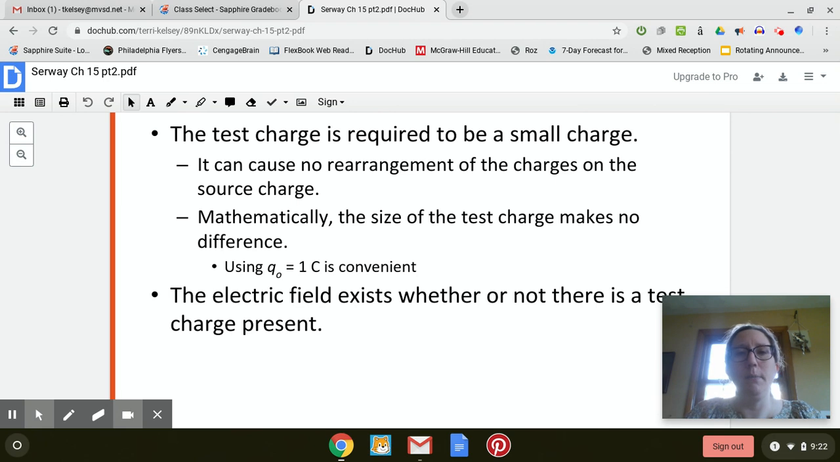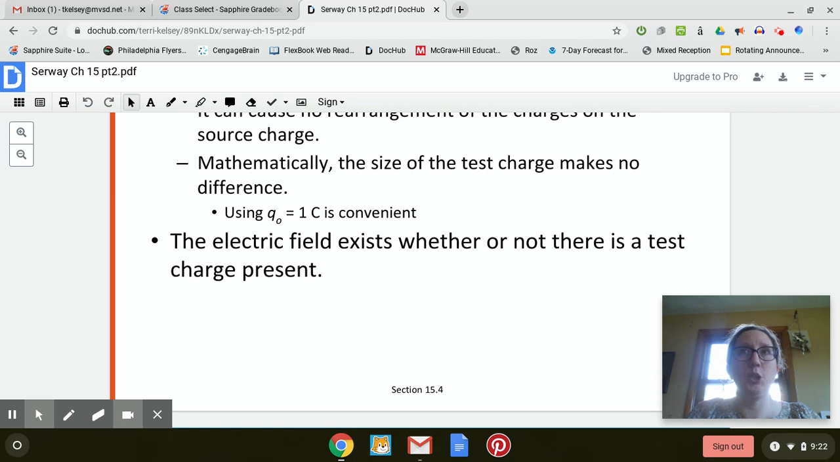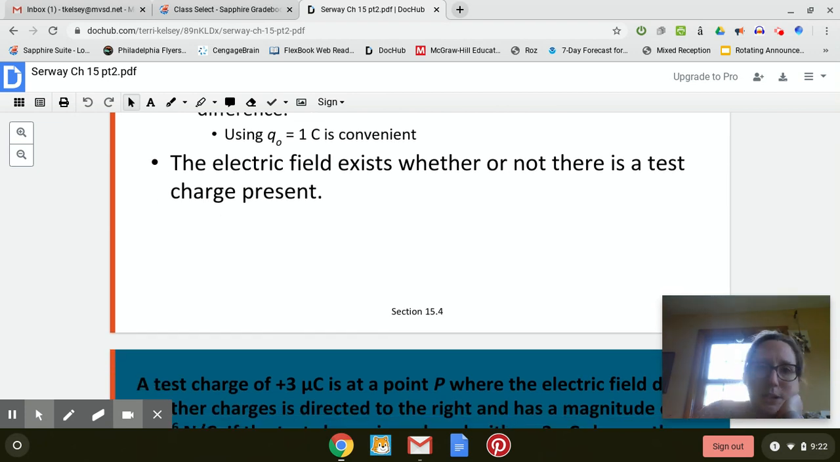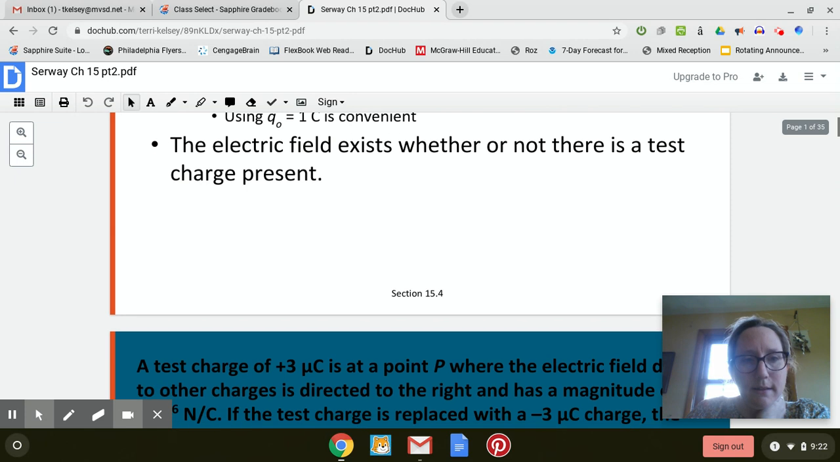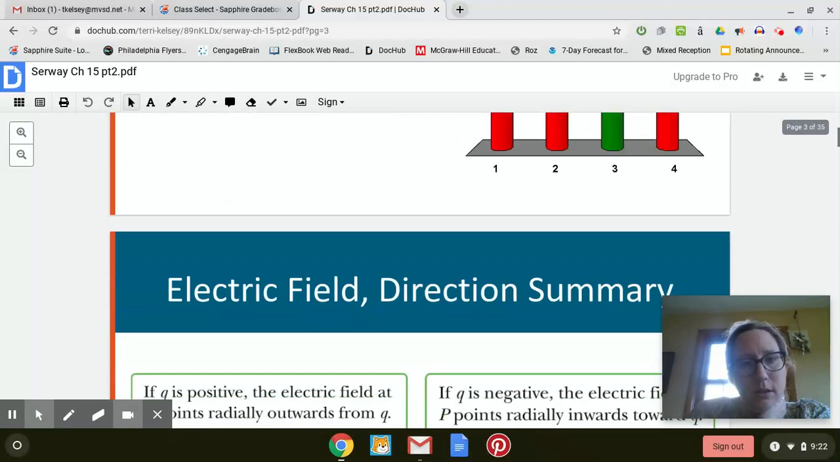If you remember, the test charge is a small charge, meaning it has a very small size, but the actual charge amount doesn't matter because it cancels out. They use 1 coulomb because it does cancel. The test charge for our purposes does not create its own field. We're just using it to examine the field that already exists. There's that review question with the answer.